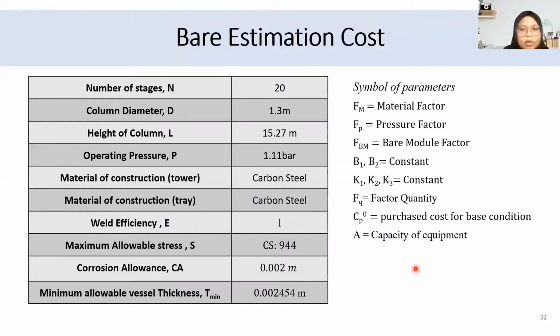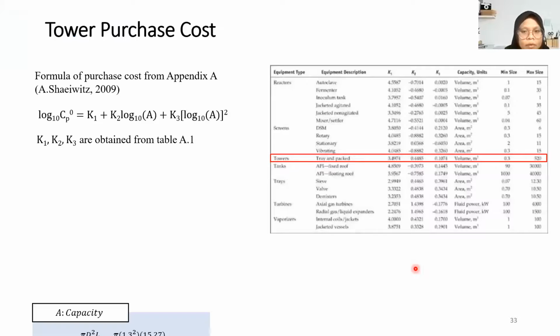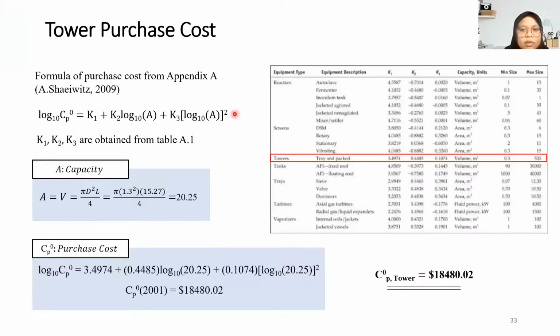In calculation of bare cost estimation, important values and parameters are listed. Next slide. Firstly, tower purchase cost is calculated using the equation from Appendix A, Analysis, Synthesis, and Design of Chemical Processes. The constants K1, K2, and K3 are obtained from Table A1. Capacity of the tower is calculated, values are plugged in, and the tower purchase cost is $80,480.